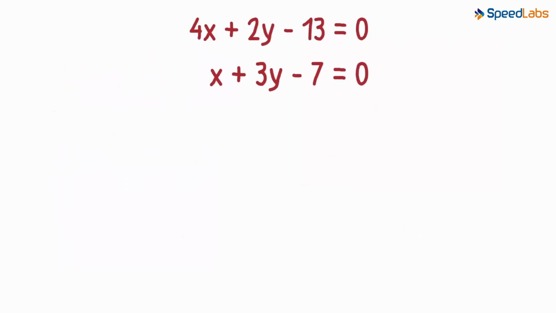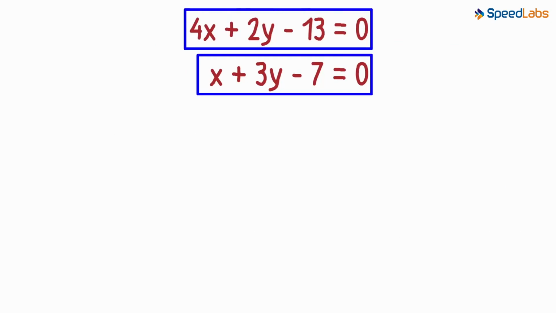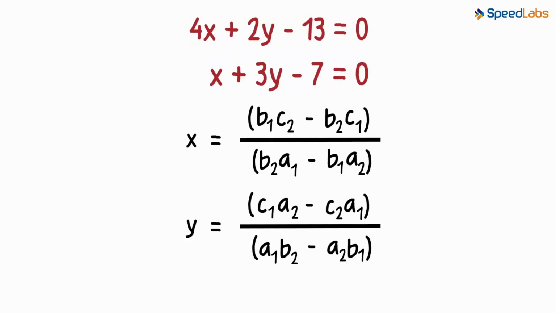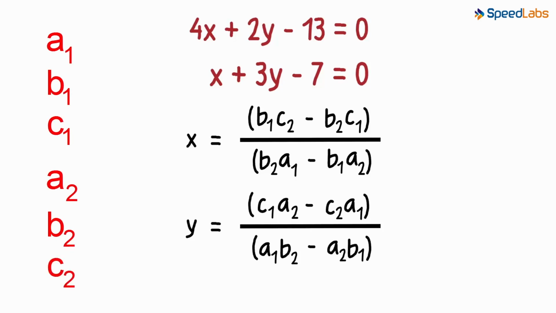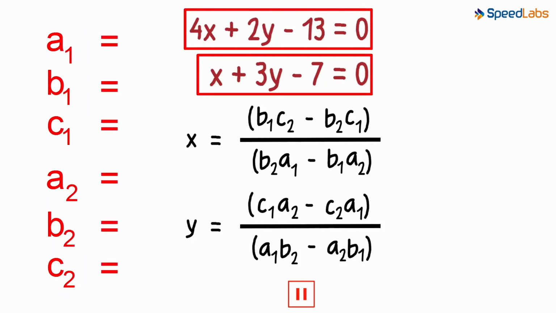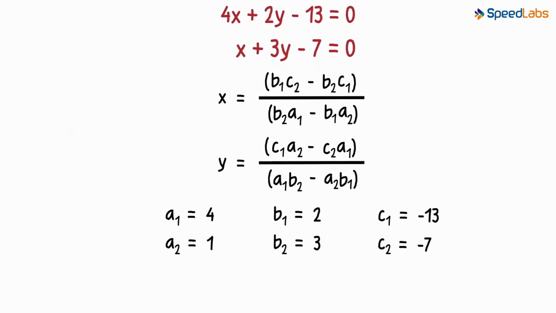Here's a pair of linear equations in two variables. We need to find the solution for these two equations using the cross multiplication technique. What's the formula for values of x and y? Here it is. So to find the solution, we just need the values a1, b1, c1 and a2, b2 and c2. Can you write down these values by looking at these two equations? Here's what we should get.